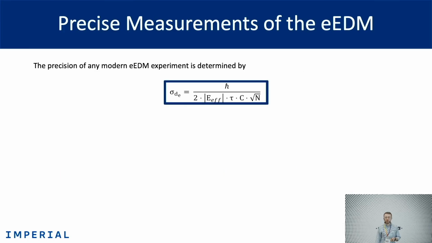At Imperial, we think using ytterbium fluoride is a very good way to do this measurement, and we can tell by looking at the statistical sensitivity of a measurement like this. Some terms that you see in the denominator: the effective electric field of the molecule, which is the enhancement that the electron sees compared to a laboratory frame, is very important. The amount of time that you can use in your measurement, the coherence time, helps to improve the sensitivity, and also the number of molecules that you can get in your measurement.